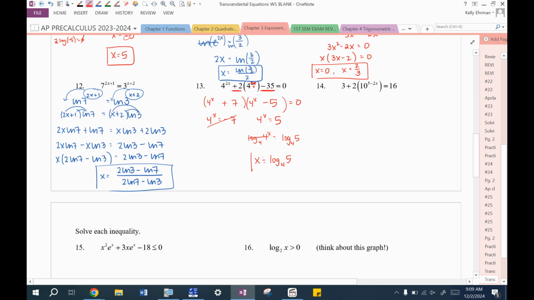If you natural log both sides, then it would be x equals natural log of 5 over natural log of 4, if you do that math correctly. If you natural log and bring the x down and divide.